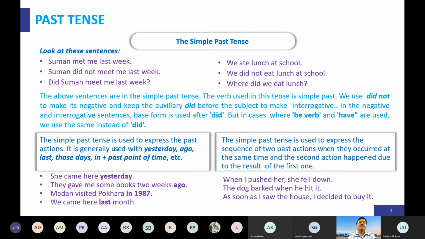Past tense. So in past tense, the simple past tense, you have seen all three tenses have four different aspects, and the first one is the simple past tense.